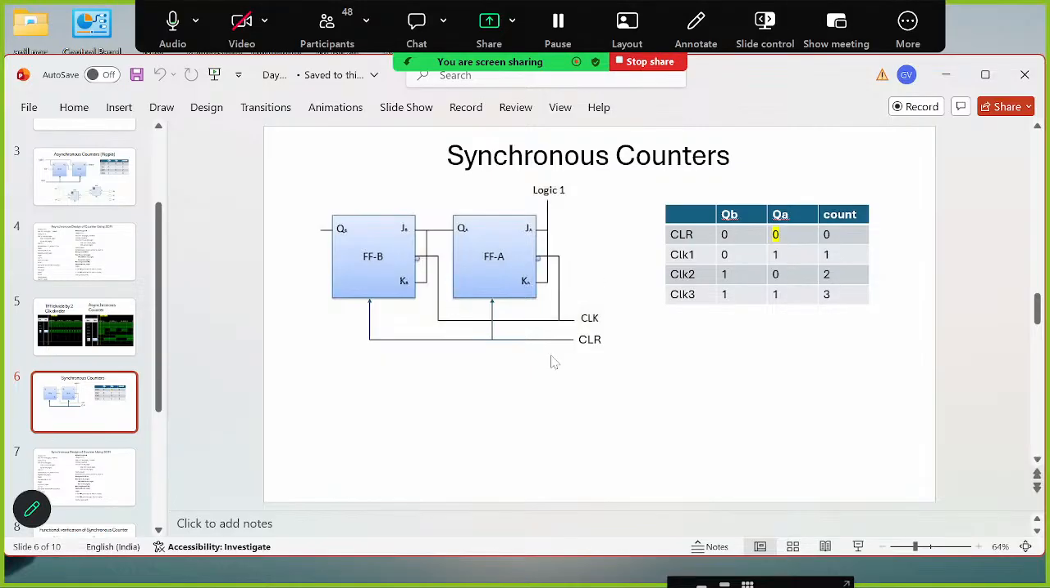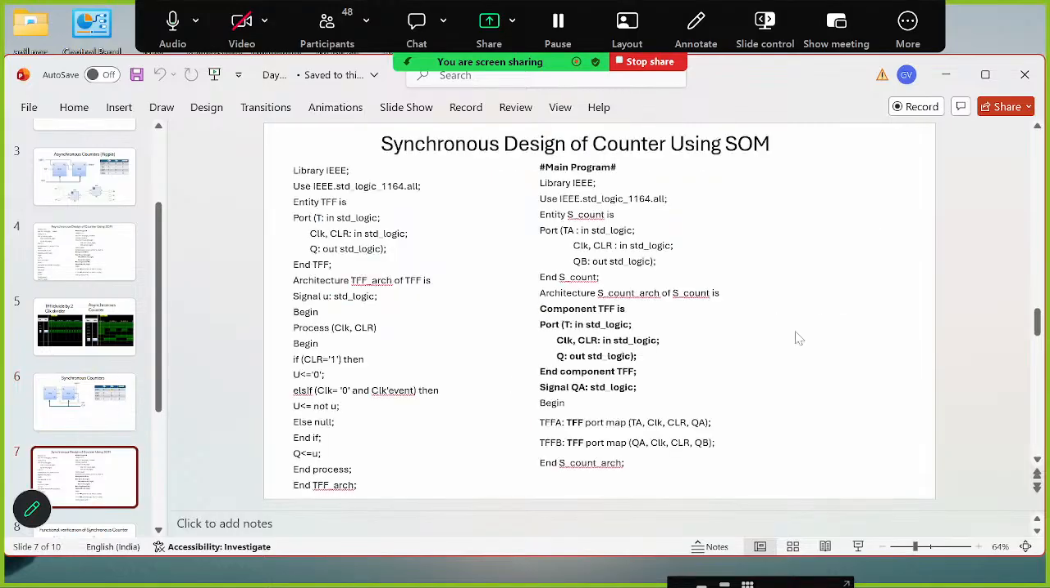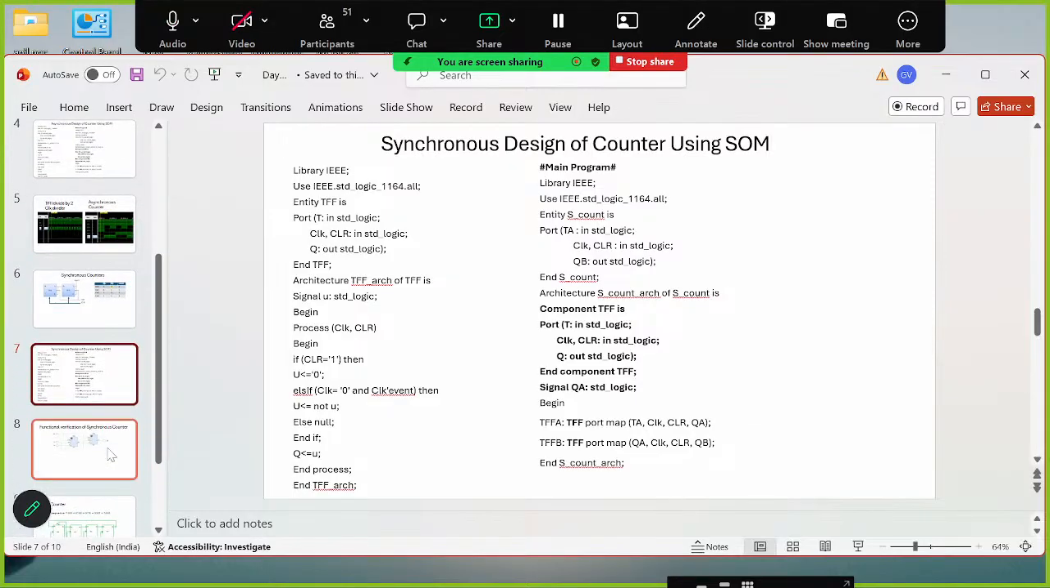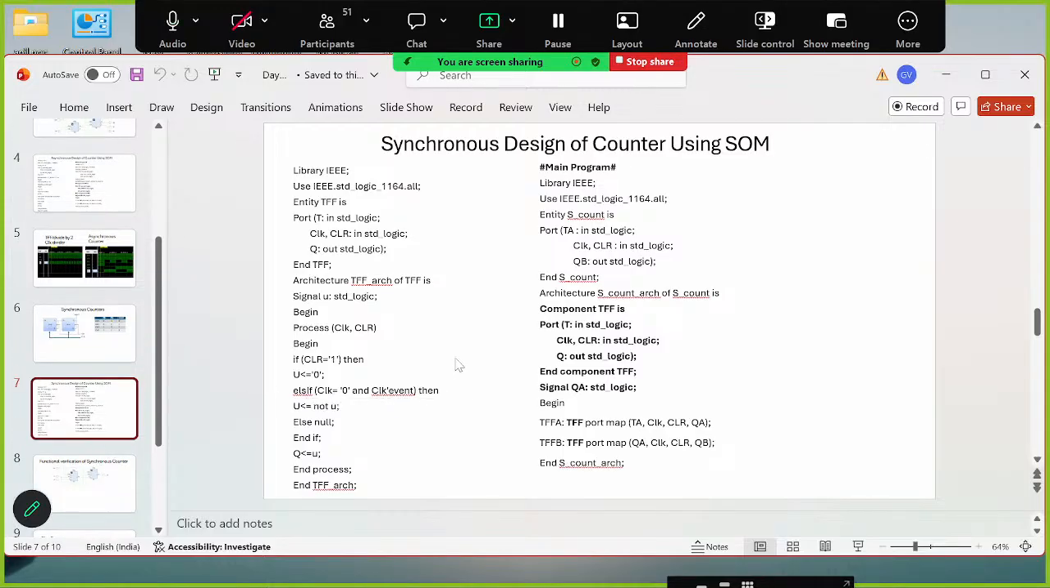Yesterday we were designing that, and what we saw was that while designing, the logic or the functional verification was not correctly done. Why? Because there was some glitch or some error during functional verification. So let's see what that glitch was and how we can remove it.